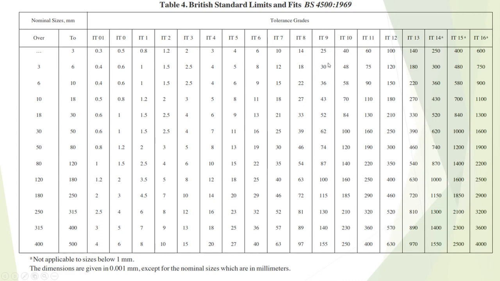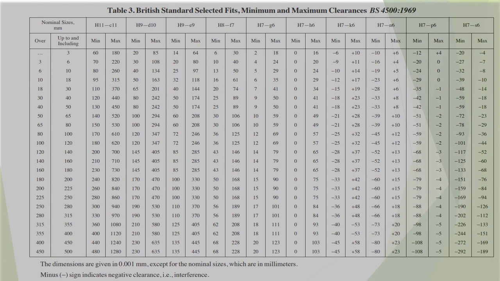And these values are in thousandths of mm. So after getting this IT grade number, we could define which process we could use to achieve that size. We can find the values for a particular shaft, hole or fit. And here we have these selected fits, maximum and minimum clearance of British standards. All these dimensions are in mm, and these dimensions here are in thousandths of mm.